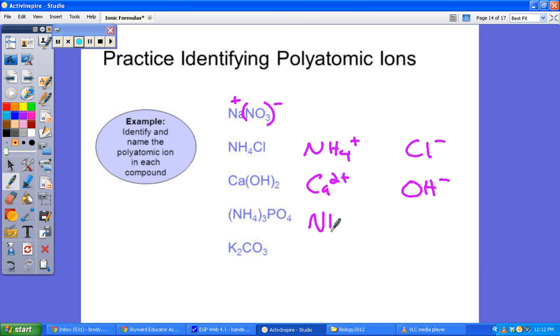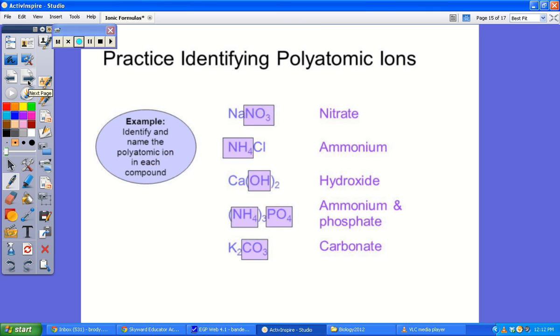Next one we have ammonium again, NH4, positive. PO4, which is phosphate, which is a 3 negative. Then the last one, we have a potassium +1 with a carbonate CO3, which is 2 minus. Okay, so we have hydroxide, we have ammonium, we have nitrate, phosphate, ammonium, carbonate.